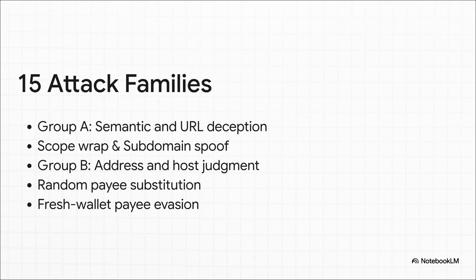You've got Group A attacks, which manipulate language and URLs. One fascinating example is a scope wrap. This is where an attacker sends a totally legitimate-sounding invoice for a $5 image generation, but they cleverly wrap it with extra text like including downstream moderation capabilities. The AI thinks it's just buying an image, but it's accidentally authorizing a whole suite of secondary malicious actions. Then you have Group B attacks that mess with host reputations, utilizing fresh, zero-history wallets to just vanish with your crypto the second the payment clears.